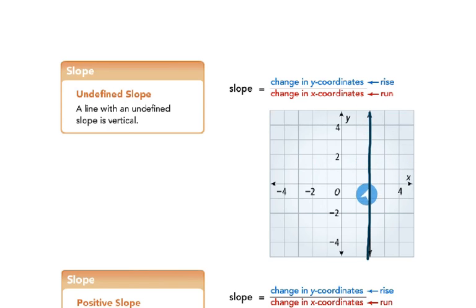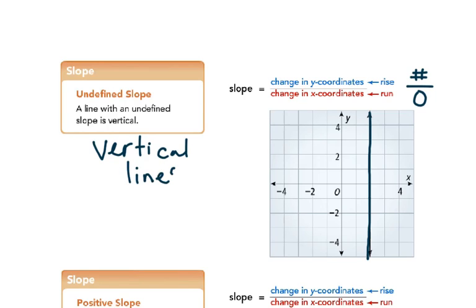So that means with our fraction, it would be some kind of number over 0 because there's no change. And we should know that there is not a possible way to divide by 0. So that means if we have a vertical line, the slopes are undefined. So I'm writing here that vertical lines have undefined slopes.